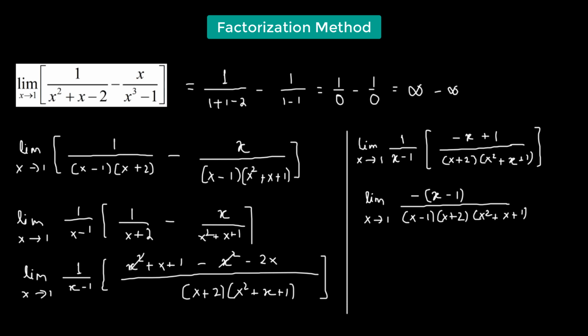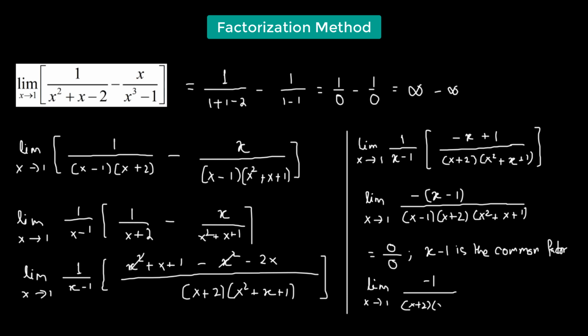Now when we substitute the value of x, we will get the indeterminate form 0 over 0. That is happening because x minus 1 is the common factor. So this is what we need to get rid of from both the numerator and the denominator. So that will leave us with limit x going to 1, we have negative 1 over x plus 2 times x squared plus x plus 1.